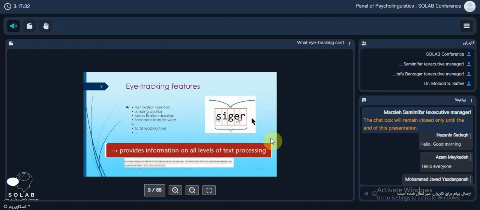What should we know here now? First, when you take the information from the eye tracking, you should extract first fixation duration, which I will talk about more. Landing position, mean fixation duration, the transition from word to other word, and total reading time. These provide information on all levels of text processing.